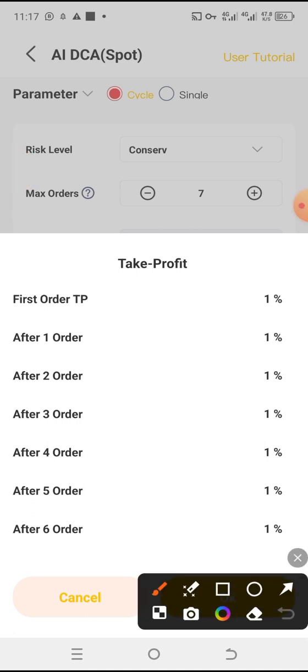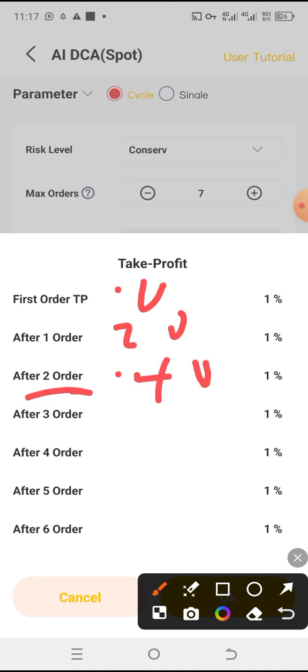So assuming you were able to purchase the second order. So this is 10, this is 20, this is 40. This is just an example. It's not like that is how it's going to buy for you. I'm just using this as an example for easy calculation. So now, if there is an average cost price, it will now sell everything for 1%.